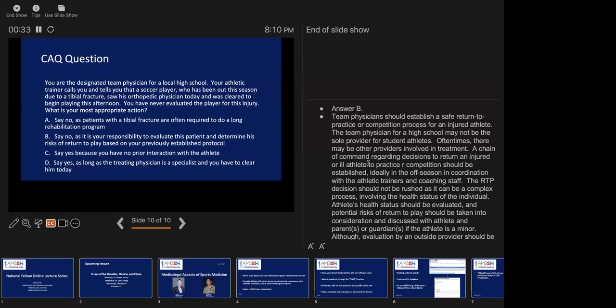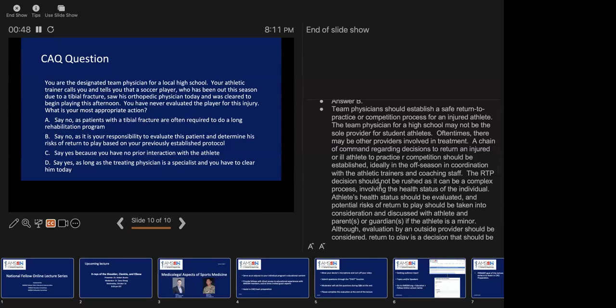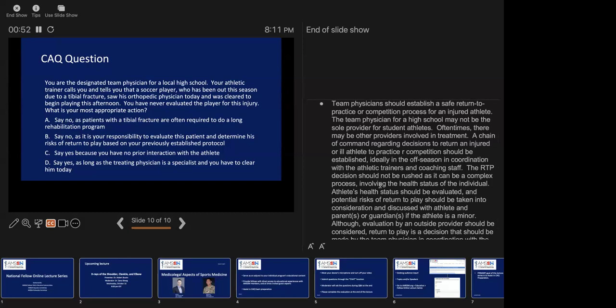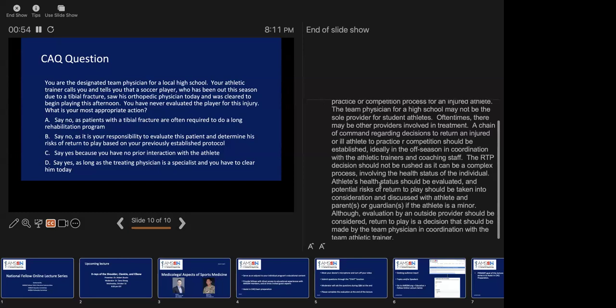The return to play decision should not be rushed as it can be a complex process involving the health status of the individual. Athlete's health status should be evaluated and potential risk of return to play should be taken into consideration and discussed with the athlete and parents or guardians if the athlete is a minor. Although evaluation by an outside provider should be considered, return to play is a decision that should be made by the team physician in coordination with the athletic trainer.